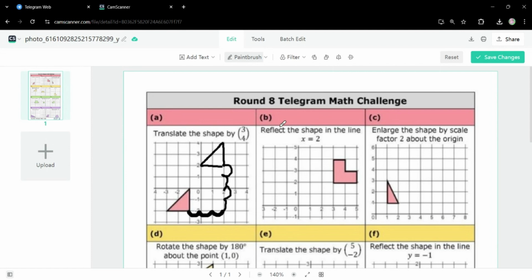Okay, now we're on question B. Reflect the shape in the line x equals 2. So no matter what y is, x will always equal 2. Like y equals 1, x equals 2, and y equals 2, x will still be 2, y equals 3, x will still be 2, along with the others as well, because x equals 2. y can equal anything, but x will only equal 2. So as you can see, it forms something like a line.